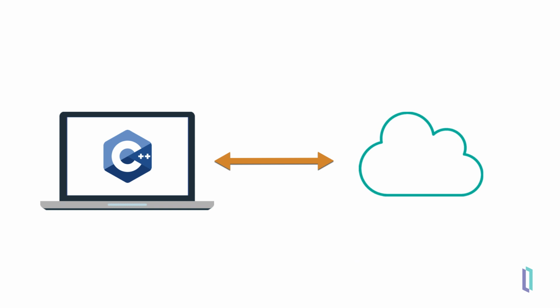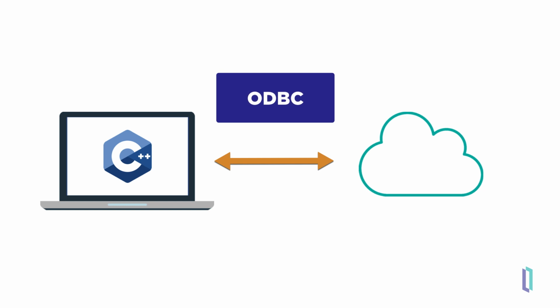Connecting your C++ application to InterSystems Cloud Services provides the functionalities of various InterSystems products without the overhead of buying, deploying, and managing servers. You can create this connection using the InterSystems ODBC driver. In this example, we'll be using ODBC version 3.